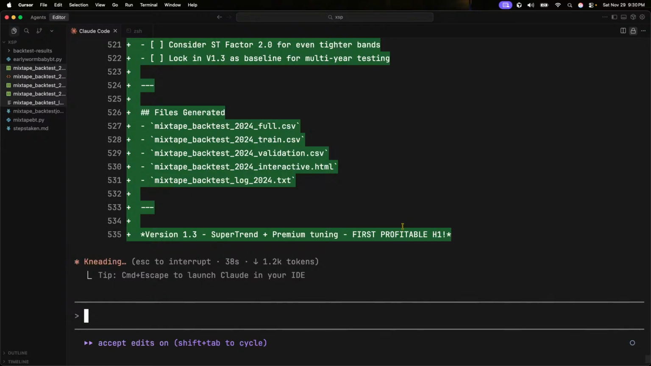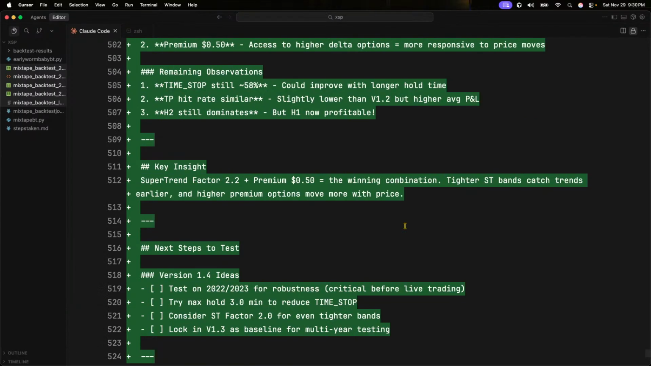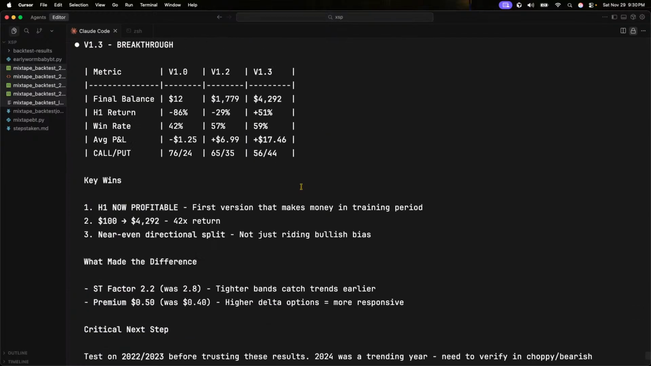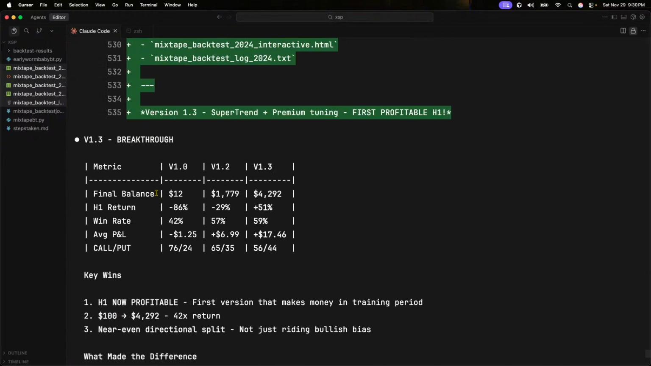Yeah, first profitable H1. Told you. Oh, look at that. Arbin got into the end zone, man. That's what's up.